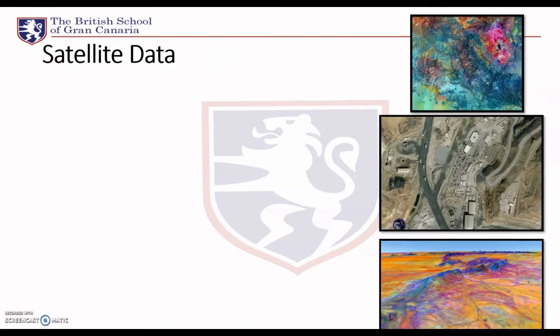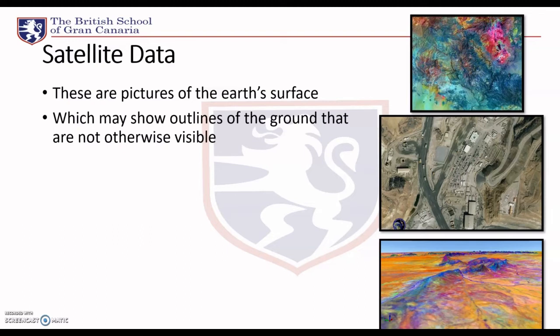Satellite data. As we know, there are several satellites that orbit the planet, and we use them for various different things. We use them for TV, we use them to find our way around the streets, for sat-navs and Google Maps. But we use them for various other types of data about our Earth as well. These are pictures taken from a satellite of the Earth's surface, which may show outlines of the ground that are not otherwise visible. So, for example, here's some ground here.